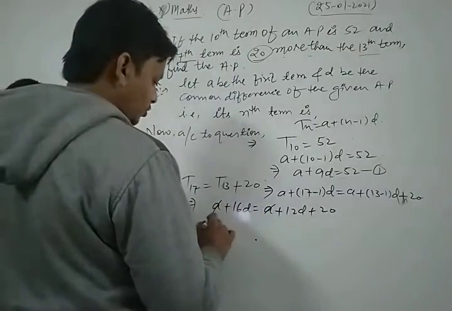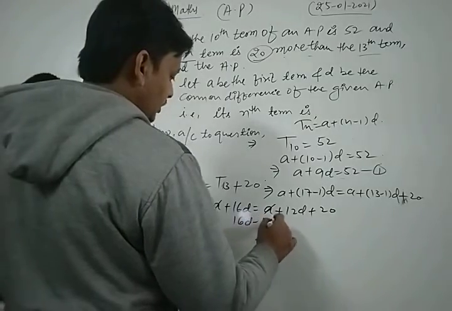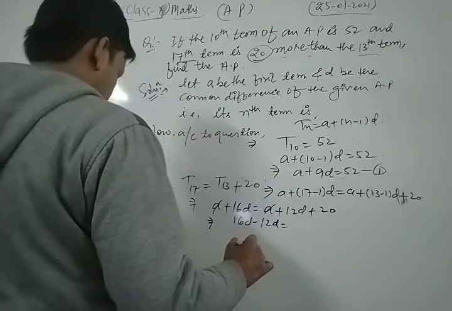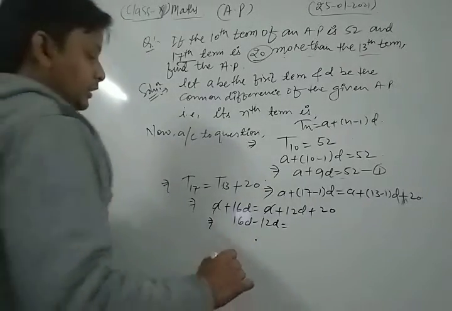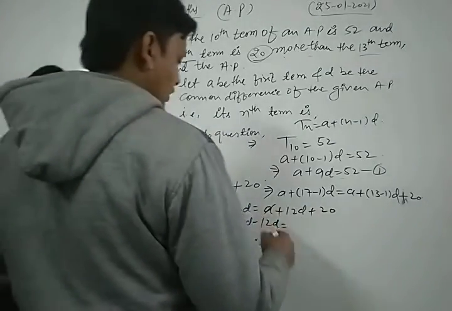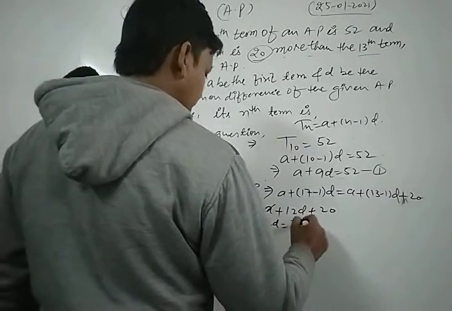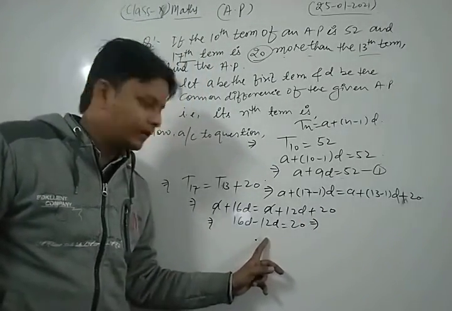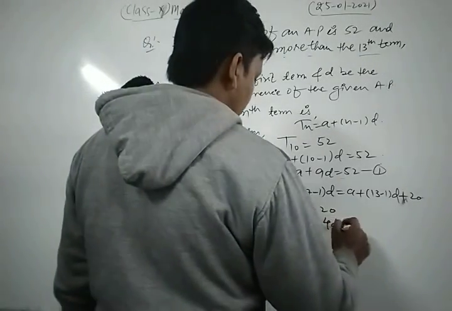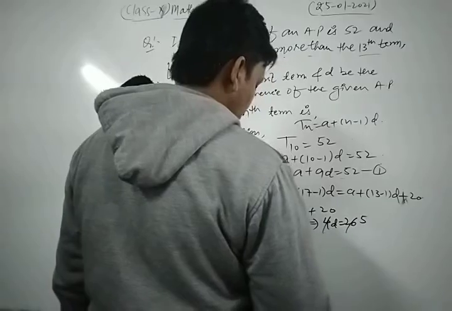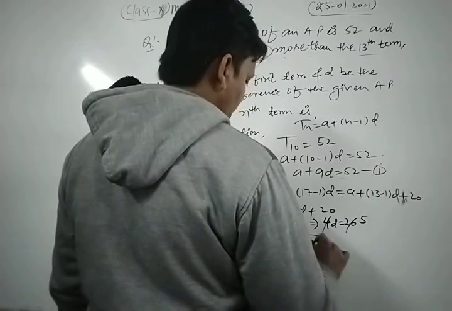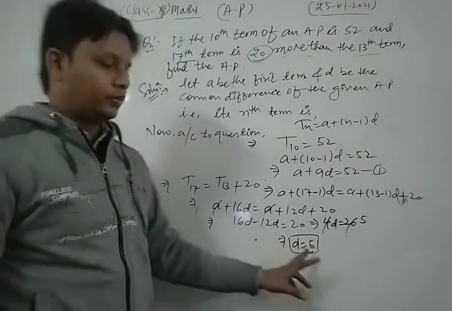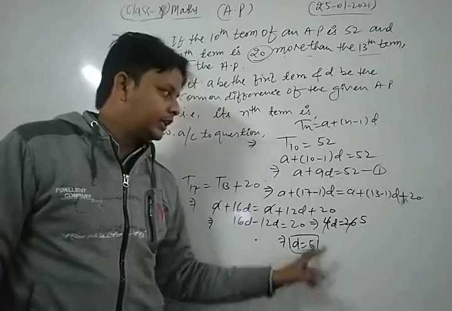Now we transfer terms to one side. 16D minus 12D is equal to 20. 16D minus 12D is 4D, so 4D is equal to 20. Since 4 times 5 is 20, the value of D is 5. Now we put the value of D in equation 1.